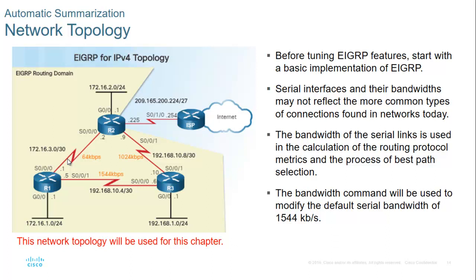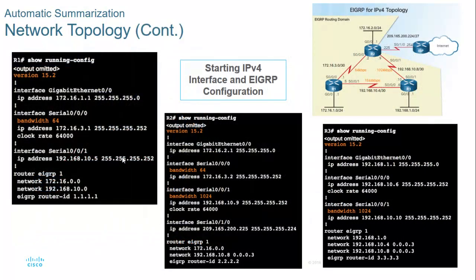Okay, so the bandwidth of the serial links is used in the calculation, so you can change the bandwidth to follow accordingly. By default, serial bandwidth is 1544. So if you notice here, this is 64 and this is 1024. So you can adjust the bandwidth with the bandwidth command. So this is the basic configuration. You put in all of the interfaces and the IP addresses. And for the serial, you can set it to the appropriate bandwidth.